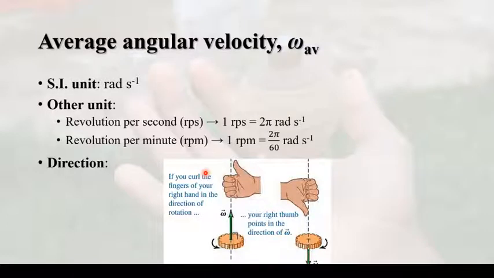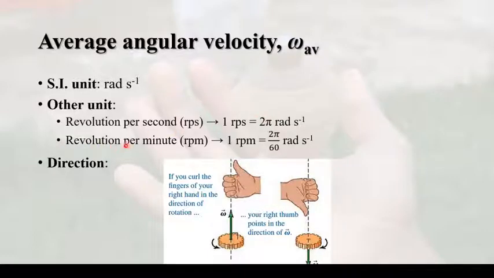Just now we said the SI unit for angular displacement is radian. So when it comes to angular velocity, since you use angular displacement divided by time, the SI unit would be radian per second. Other common units in exam questions are revolutions per second and revolutions per minute. Sometimes questions will just give you RPS, which stands for revolutions per second. Revolutions per second is not an SI unit. You cannot use it in your calculations. In order to use it, you have to change it to 2 pi radian per second.